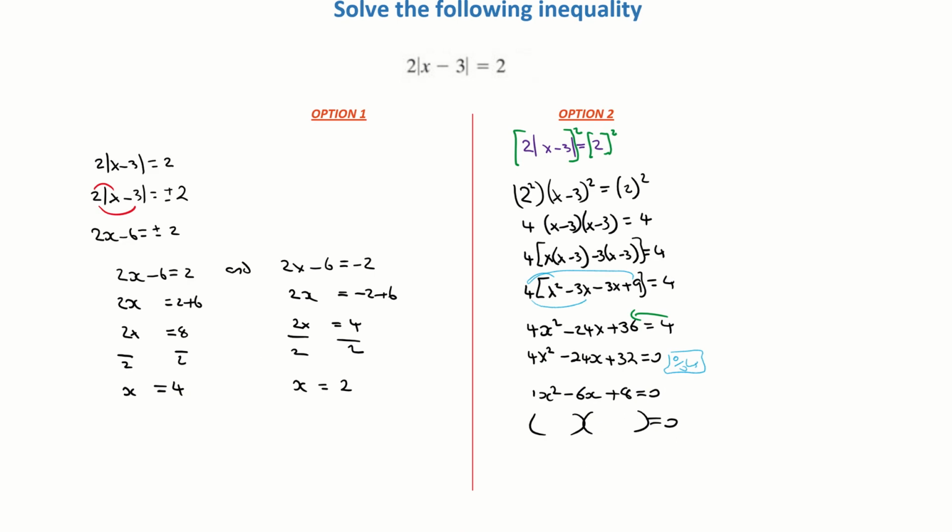My factors here are going to be x minus 4 and x minus 2, because minus 2 by minus 4 is positive 8. Finding my solutions, it's going to be x minus 4 is equal to 0 and x minus 2 is equal to 0. So that's x is equal to 4 and x is equal to 2. So that's solving modulus inequalities using both options. In option 1, we're letting it equal the plus or minus, and in option 2, we're squaring both sides.